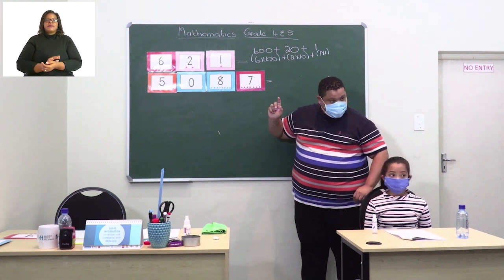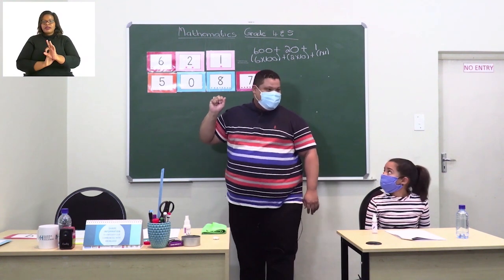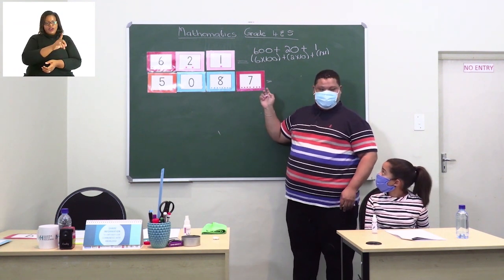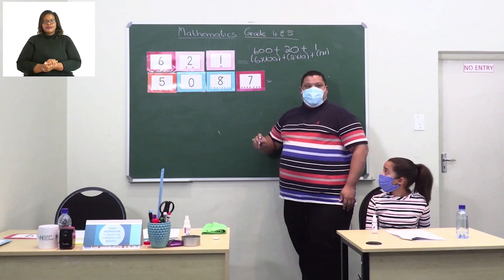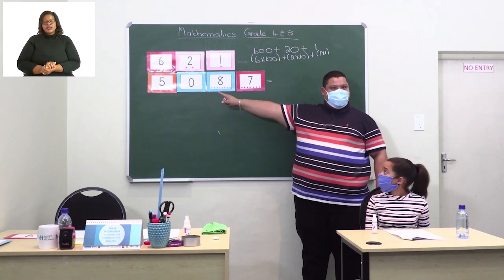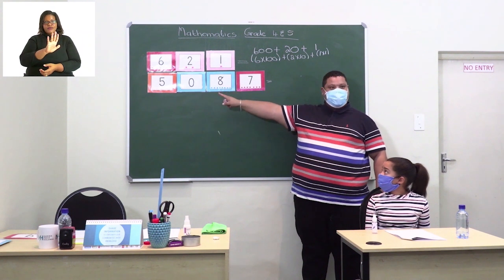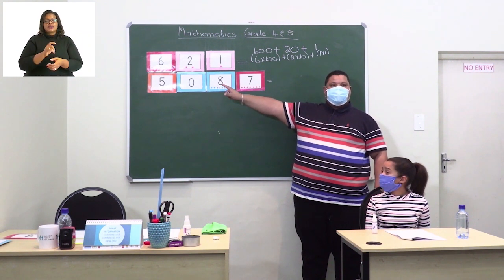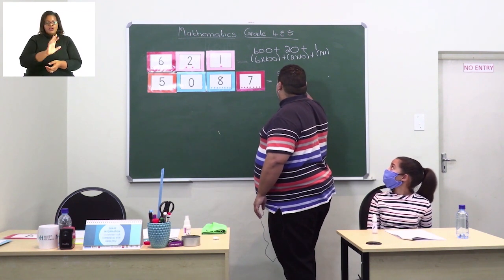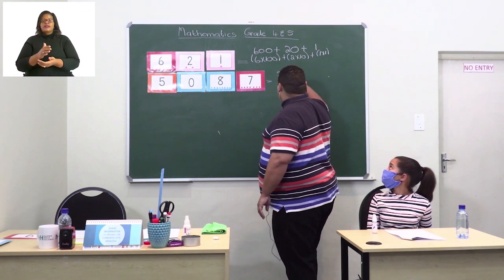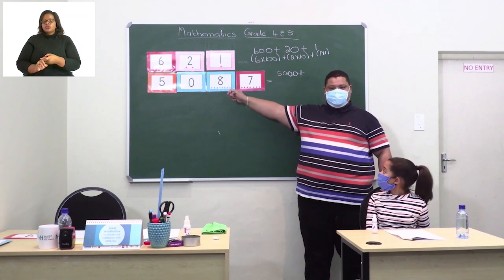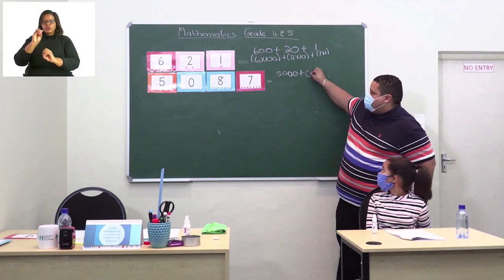5,087. Are you following? 5,087. Let's write it. What is the first number? The first number is the 5. What is the value of the 5? According to our place value, we know the 5 is in the place of 1,000, and that gives it a value of 5,000. Plus, we don't have any hundreds, so we write 0.